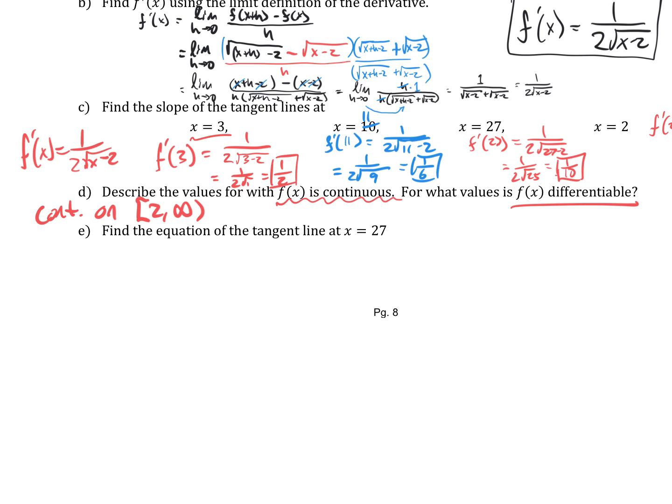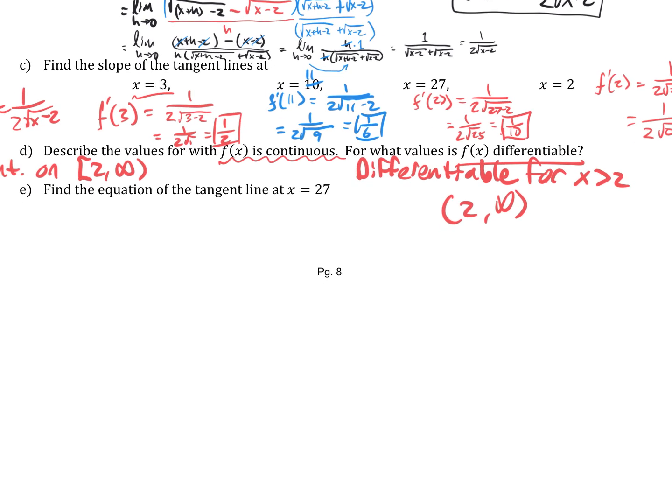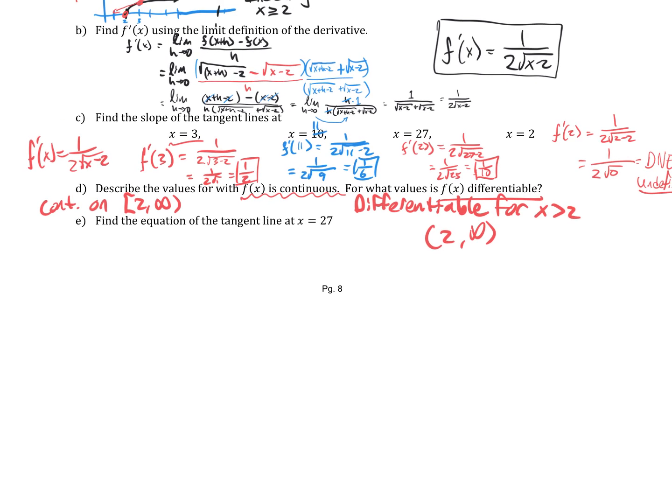And it's differentiable, meaning we can take the derivative, for x greater than 2, or we could say from 2 to infinity. But at the point 2, we cannot take the derivative, as we just saw. And for anything less than 2, we can't take the derivative because the point doesn't even exist.